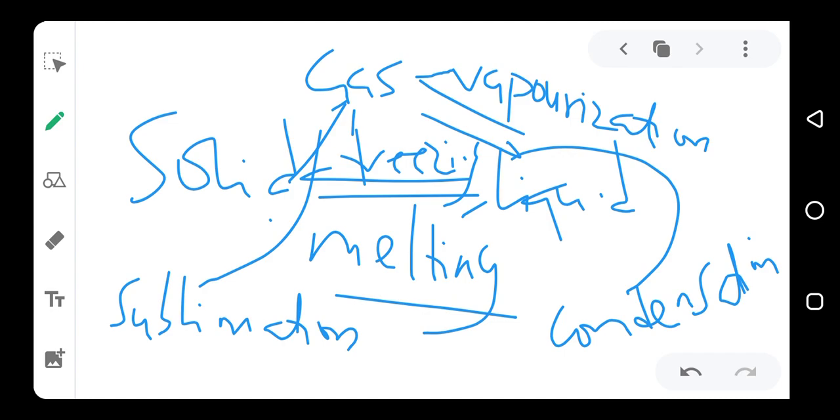So this is the way we can convert the states of matter, that is solid, liquid, and gas. So I hope this lesson is clear. That is what we have here. We have discussed the different states of matter, solid, liquid, and gas, and how to convert from one state to another. And we have shown the differences between solids, liquids, and gases. Thank you.